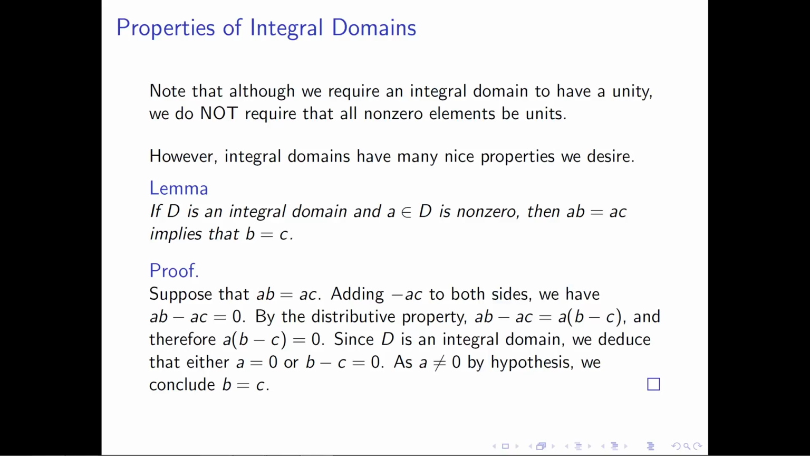Since D is an integral domain, and here we're using the hypothesis that we have an integral domain, this means we don't have any 0 divisors. Because we are lacking 0 divisors, and we've taken the product of 2 elements and gotten 0, one or the other of those elements must be 0. That is, either A is 0, or the quantity B minus C is 0. By hypothesis, we're assuming that A is not equal to 0, so it must be the latter situation, and we must have that B minus C is 0, or alternatively, B is equal to C.